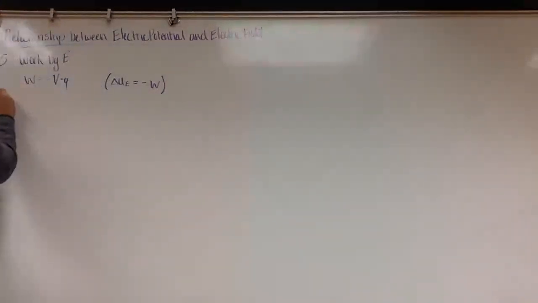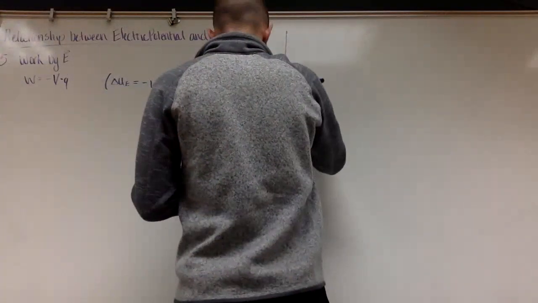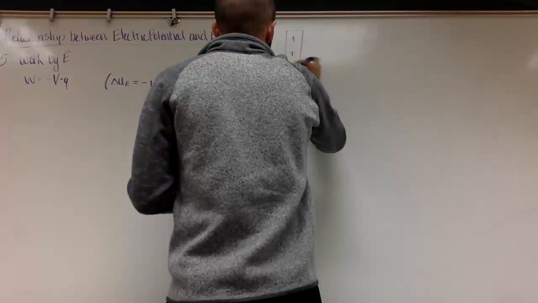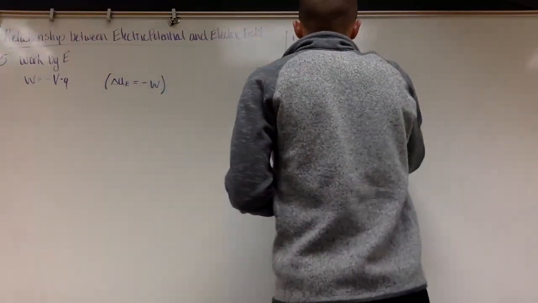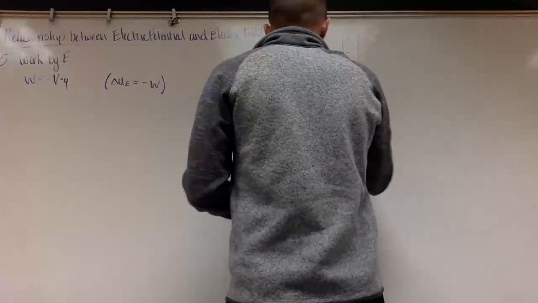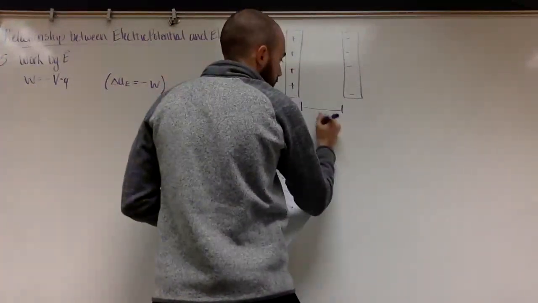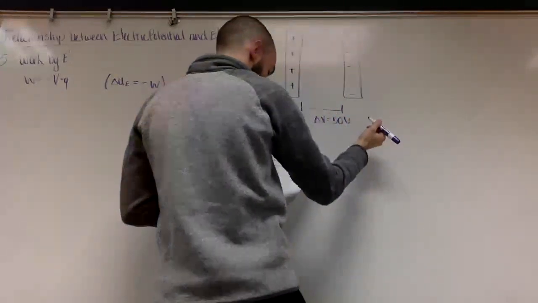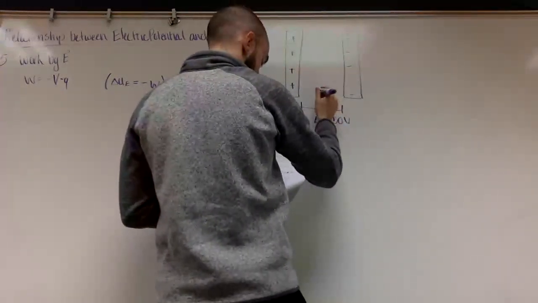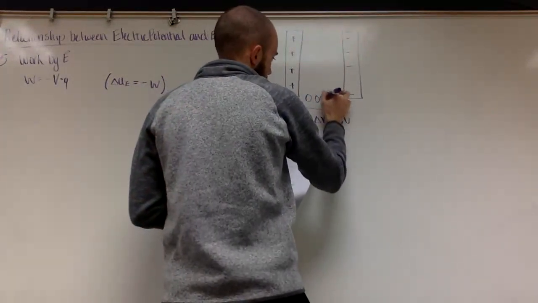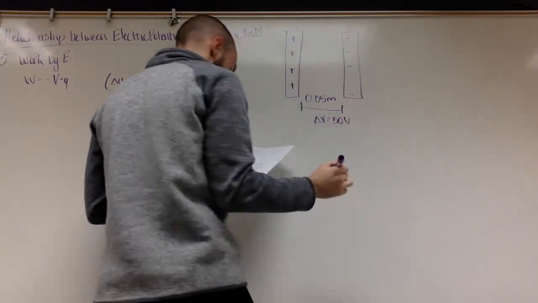So this will be number 6. I'll just come over here and draw them. I've got 2 plates. Positive, positive, positive, positive. I got a plate over here. Negative, negative, negative, negative. The difference in voltage between the sides, so our delta V is equal to 50 volts. Doesn't matter what each side is, it just matters the difference. And the separation is 5 centimeters.